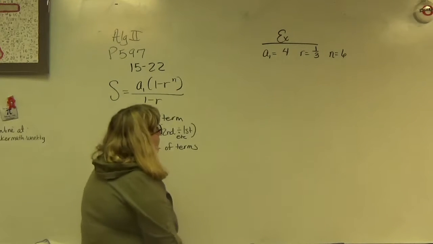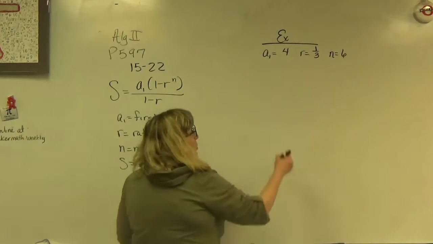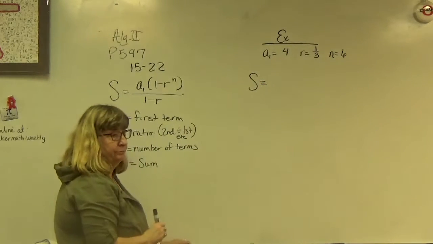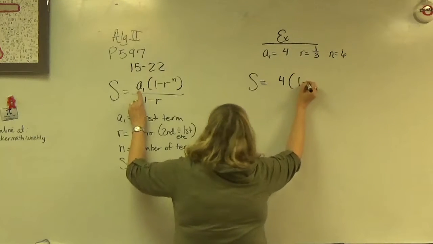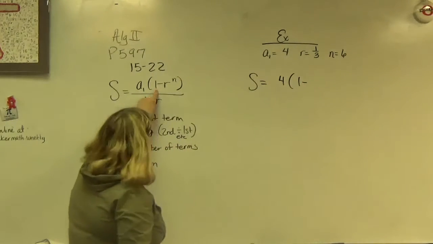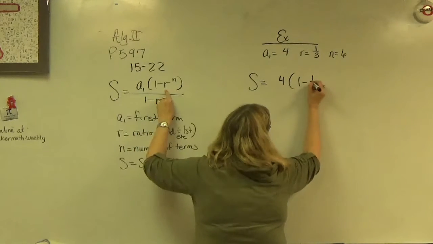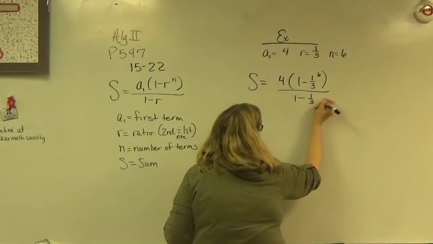Okay, so first we'll do it by the formula. And then we'll do it by the common sense way. And you guys can have a choice of which way you want to do it. So sum's going to equal, what's the first term? 4. So 4 goes into the formula first. 1 minus, and this is always a 1. The ratio is what? 1/3. And it's going to be raised to what power? 6. Over 1 minus the ratio.